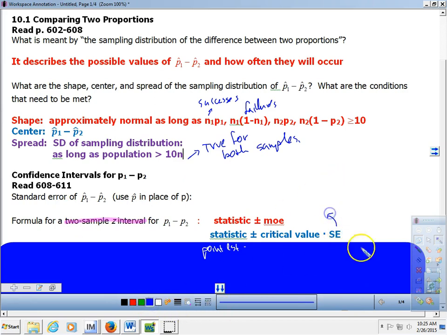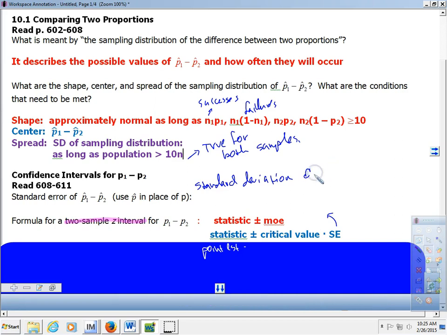Well, it's simply the standard deviation of our sampling distribution, just like it was before. Okay? Only we're going to use p-hat in place of p. Now, what does that mean? Well, let's go back up and talk about the standard deviation of our sampling distribution. Okay? What would that look like?